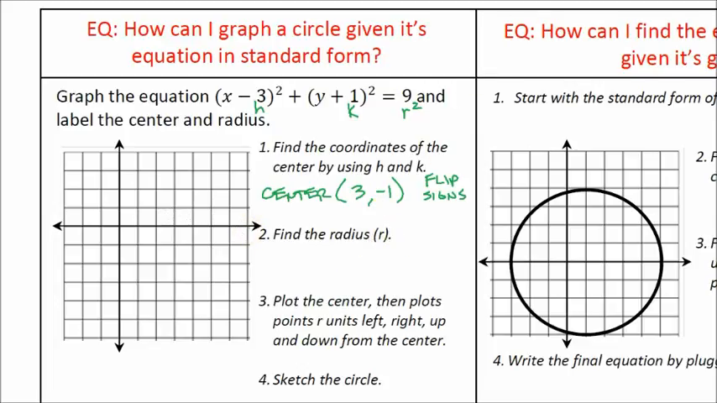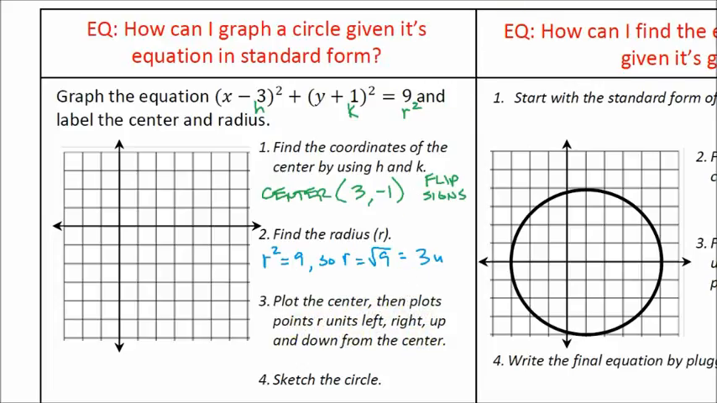Find the radius. Well, the radius is found from this number right here, but the equation tells us that r squared is equal to 9. That means r is equal to the square root of 9, which in this case is 3 units. We don't know the unit of measure, so we just use units. So now we know the center and r. That's all we need to know. Plot the center, then plot points r units left, right, up, and down from the center.